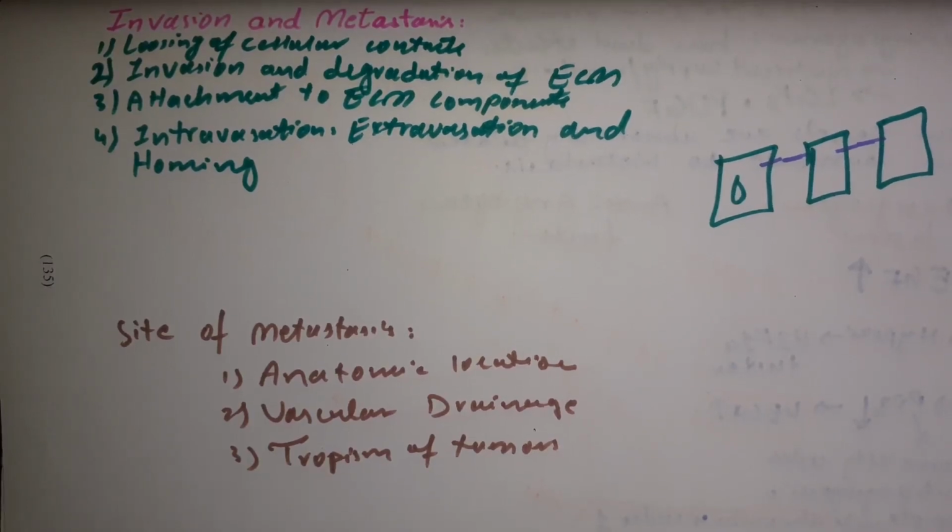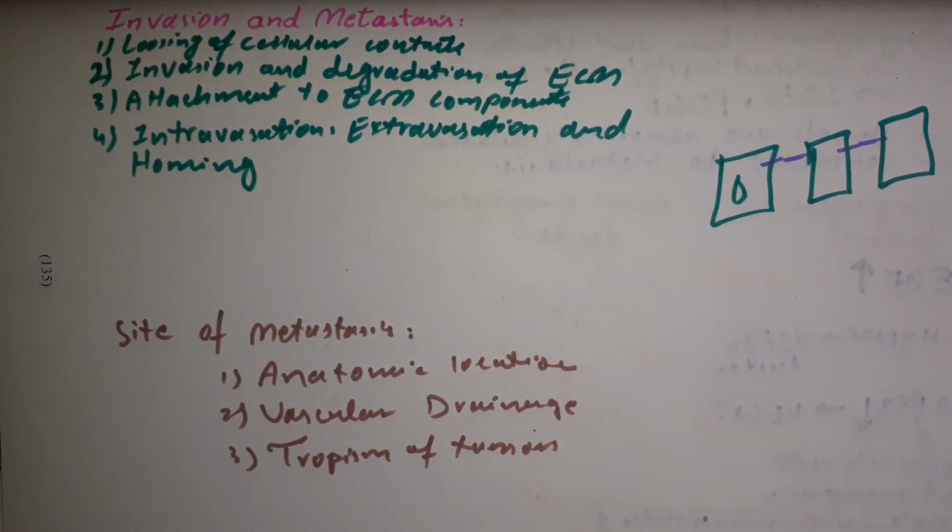Hi there, in this video we are going to discuss another hallmark of carcinogenesis, which is invasion and metastasis. So what happens when tumors grow? They basically invade the surrounding tissues, and they can also spread to distant sites, which is the process of metastasis.